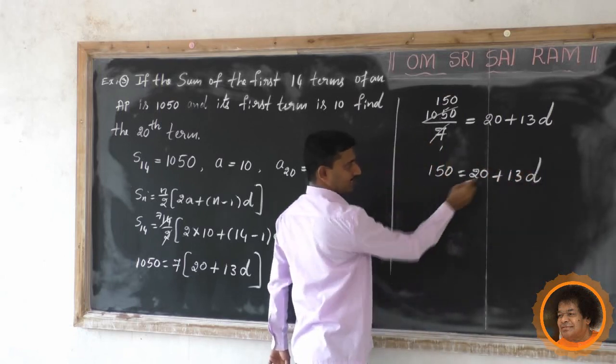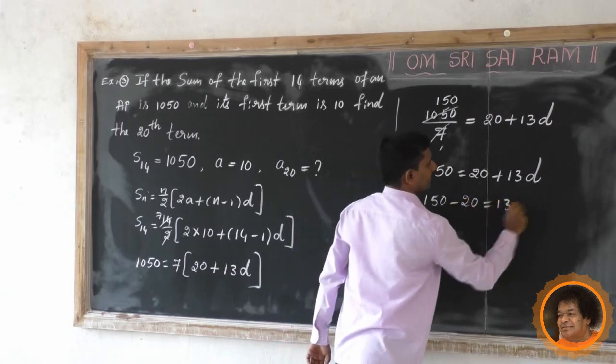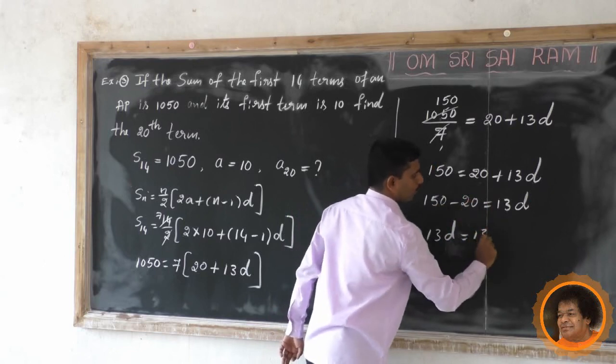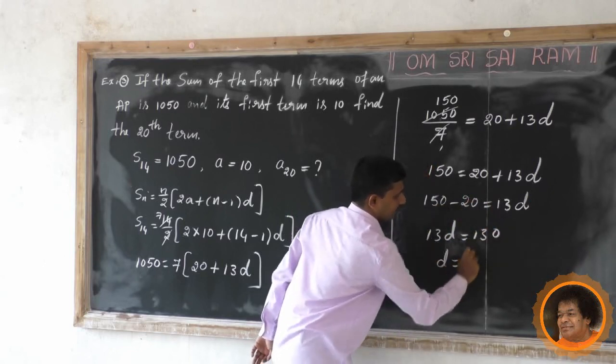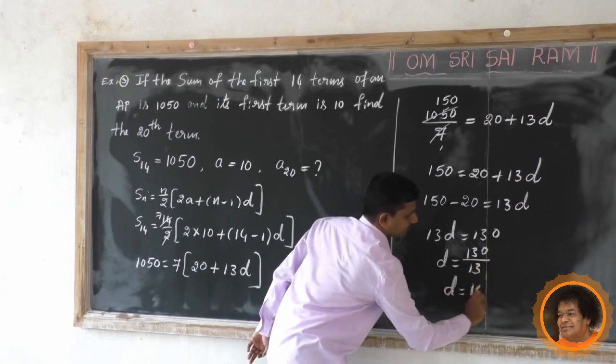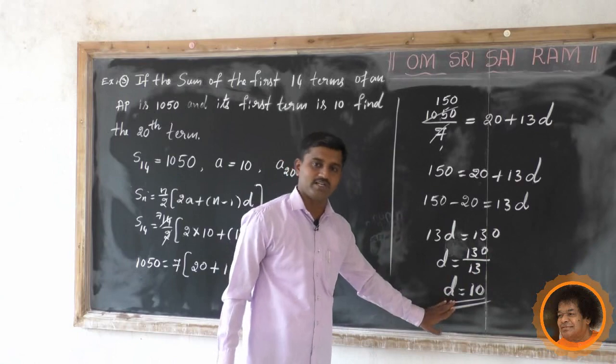Now transpose the constant term. 150 minus 20 equal to 13d, or 13d equal to 130. So d equal to 130 divided by 13, so d equal to 10. This is the value of the common difference.